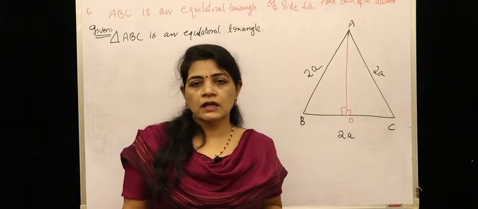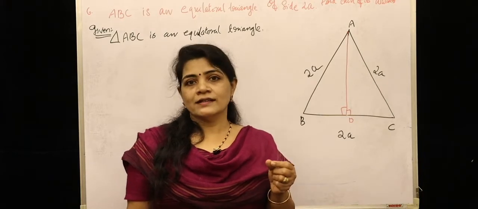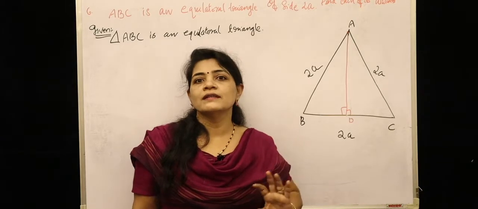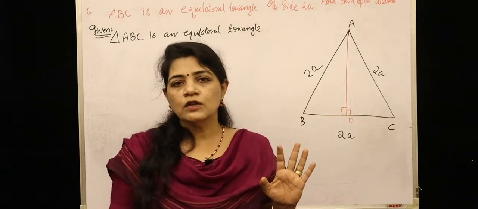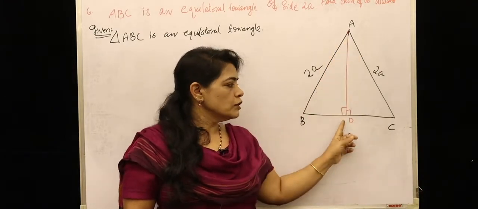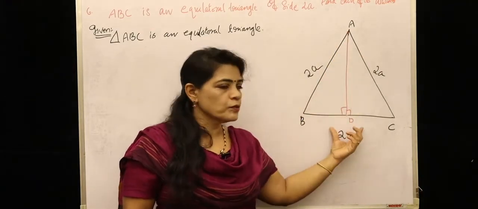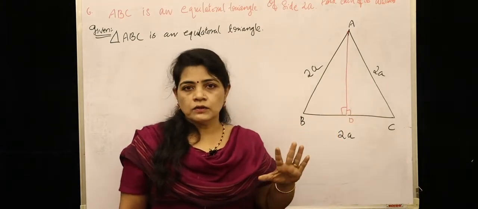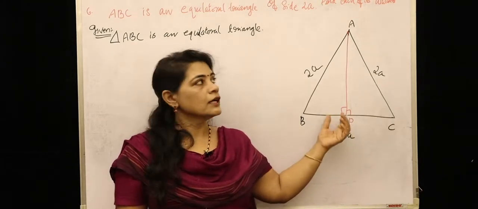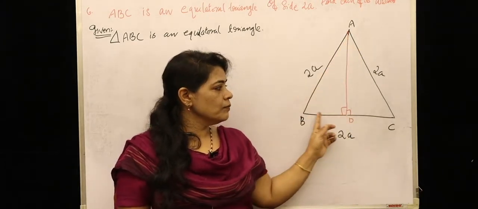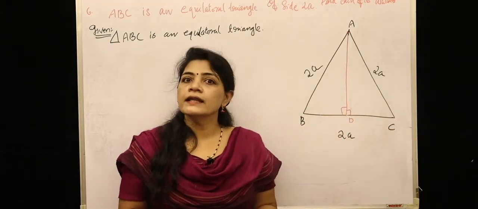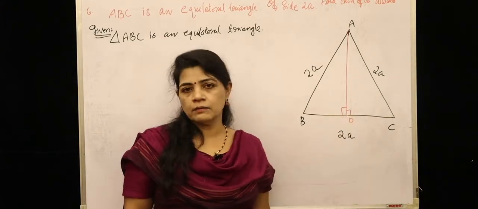And one more additional concept: for an equilateral triangle, the median as well as the altitude will be the same. Understood, children? So here what do we need? We need one of its altitudes. So I have drawn one altitude AD from the vertex A to its opposite side BC. Figure is clear? Being perpendicular, angle ADB and angle ADC will be 90 degrees. That is why I marked the 90 degree symbol.